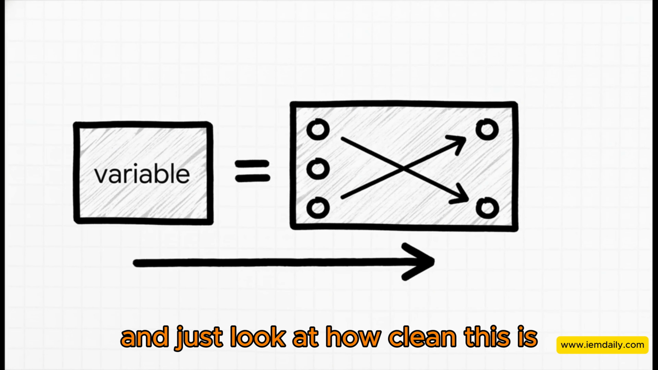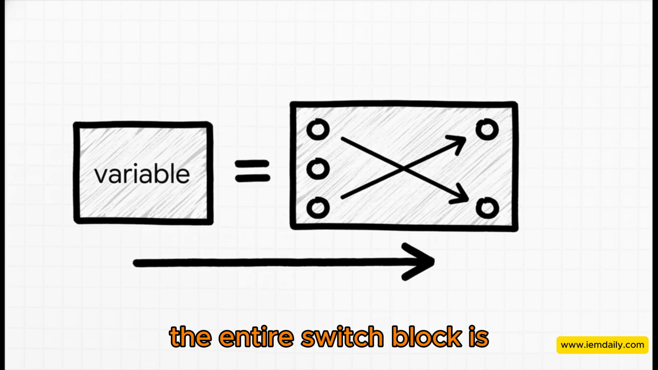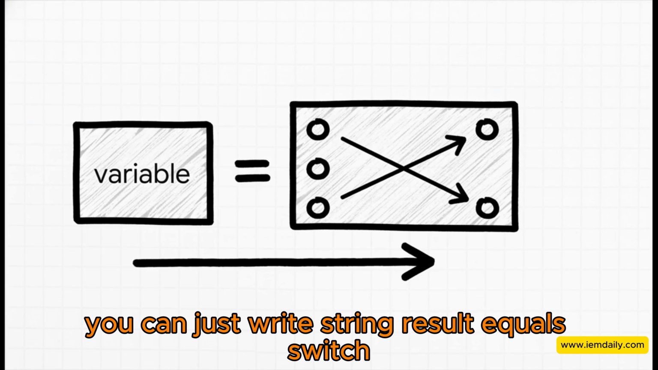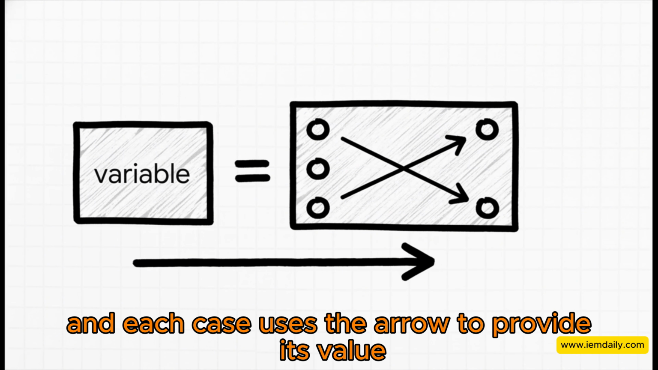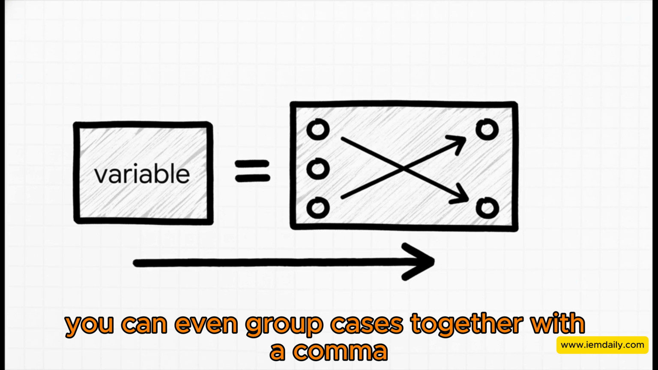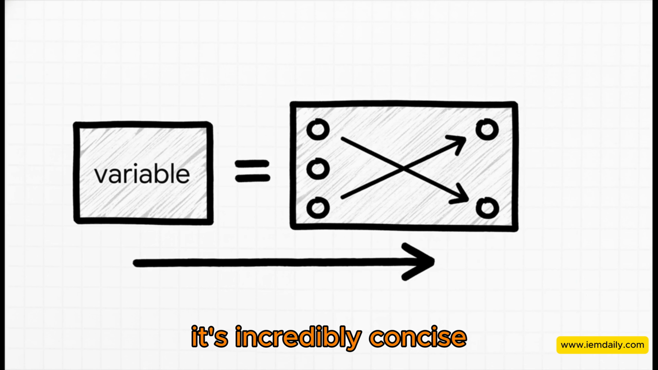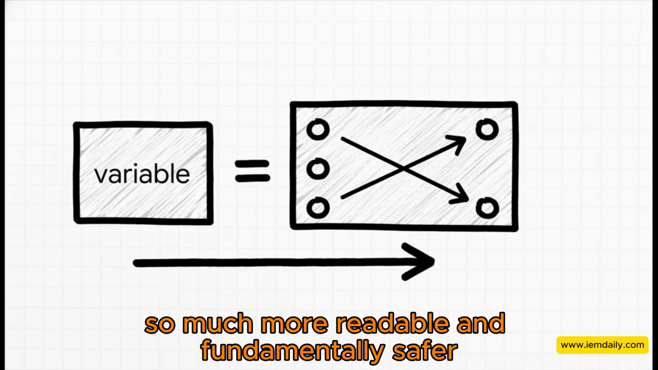And just look at how clean this is. The entire switch block is now on the right-hand side of an assignment. You can just write string result equals switch, and each case uses the arrow to provide its value. You can even group cases together with a comma, like we see here for Saturday and Sunday. It's incredibly concise, so much more readable, and fundamentally safe.